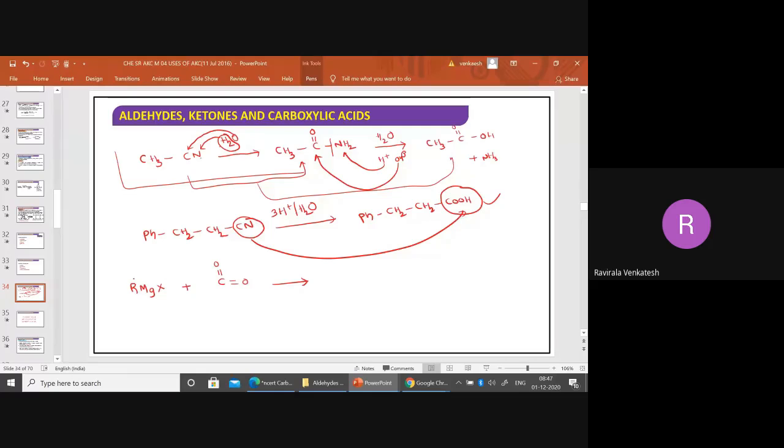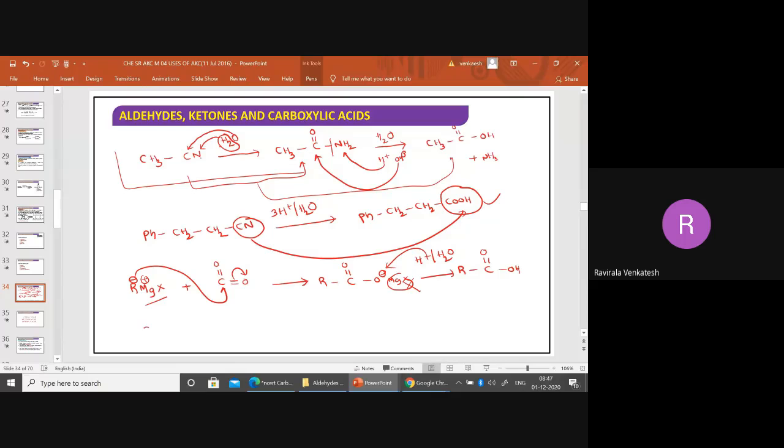Now what happens here? R has negative character and attacks the carbon, isn't it? Now this pi bond will be shifted over here. We are getting R, C double bond O, O minus. And this MgX will come here because it's a positive charge. After that, add H plus to this one, in terms of water. Addition of H plus, hydrolysis. Now we are going to get R, C double bond OH. And MgX will be completely removed.